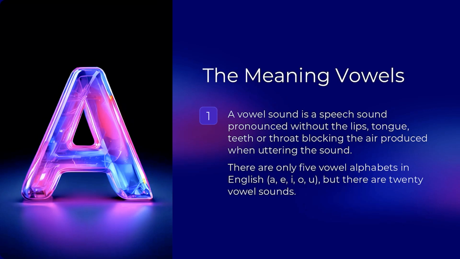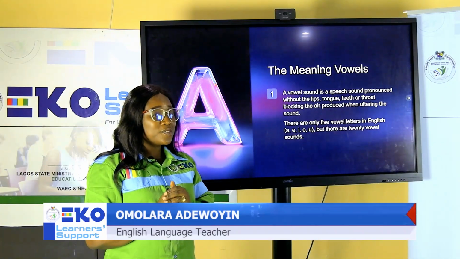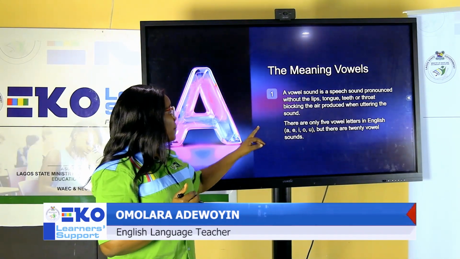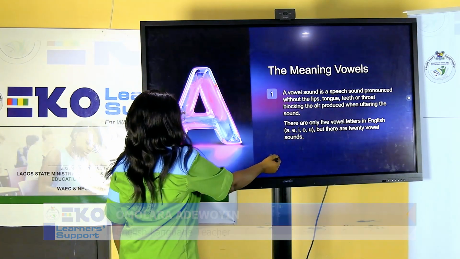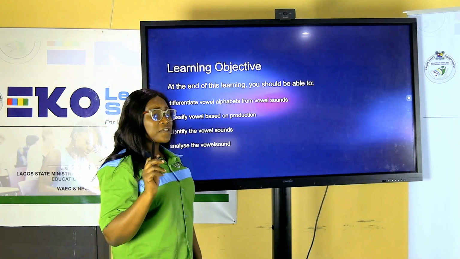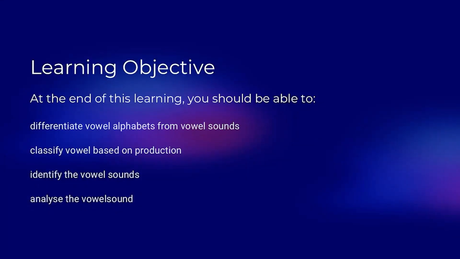Unlike the vowel letters, vowel sounds are 20 in number, while the vowel letters are 5 in number. Note that the vowel sounds are all derived from the vowel alphabet. At the end of today's lesson, you should be able to differentiate vowel alphabet from vowel sounds, classify vowels based on their production, identify the vowel sounds, and then analyze the production of the vowel sounds.